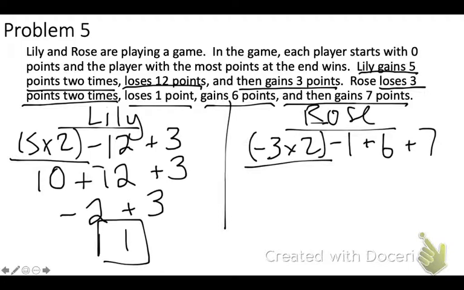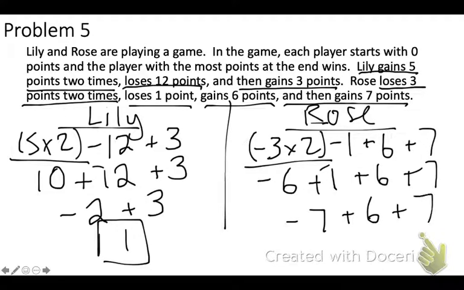For Rose, we multiply first. Negative 6 minus 1 plus 6 plus 7. So negative 6 minus 1, add the opposite. Same signs, add and keep the sign. So negative 7 plus 6 plus 7. Negative 7 plus 6, different signs, subtract, keep the sign of the larger number. So negative 1 plus 7, and that gives her 6. So Rose is the one that wins the game.